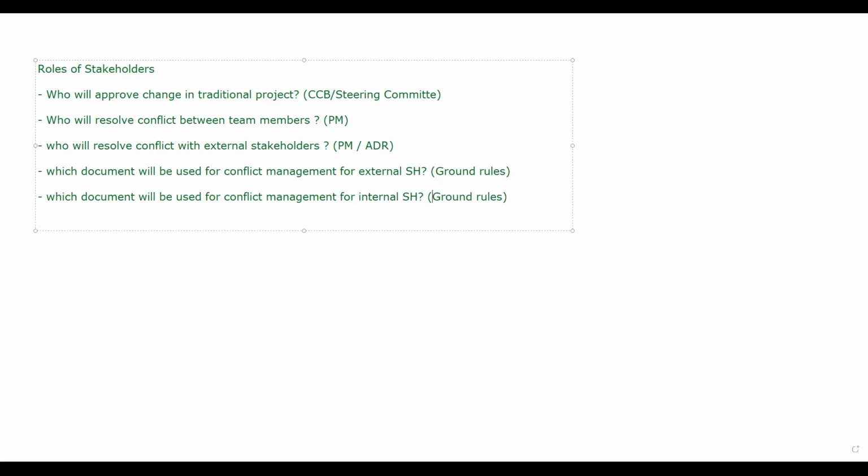Now this is the second question. What should I write here now? What is the name of the document? Team charters. Yes.